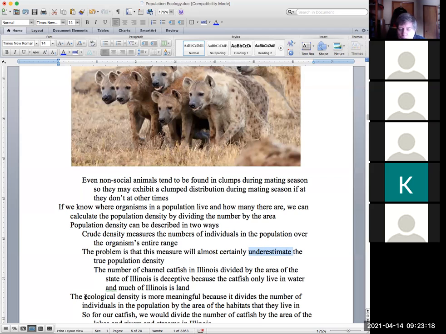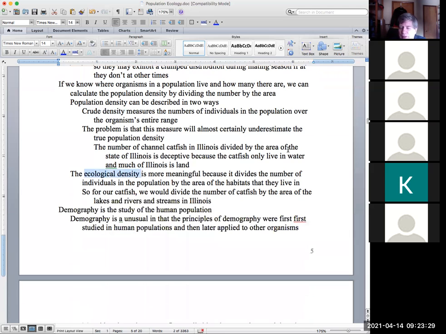So what we're more interested in usually is the ecological density. In the ecological density, we're still going to count our number of fish or whatever we're talking about, but we're going to divide it by the area of the habitats that our organisms live in. And since this habitat probably is not the entire state of Indiana or whatever we're looking at, we're going to be dividing by a smaller number, which means our quotient, our answer, will be a larger number. So we want to keep that in mind.